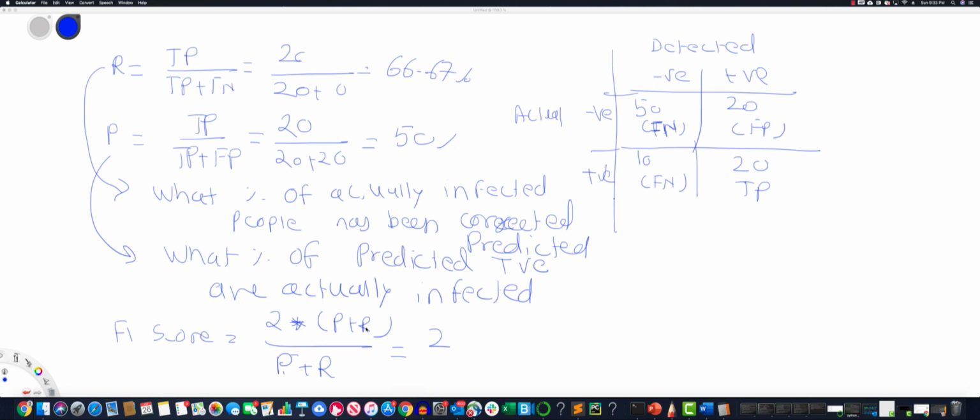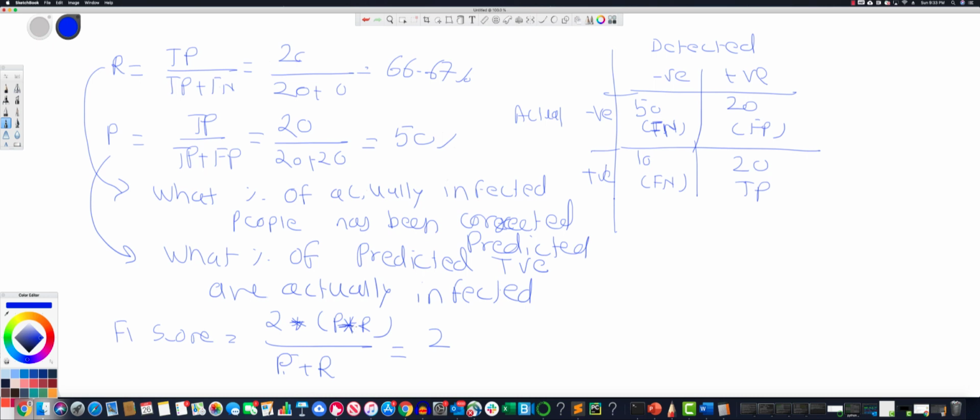So the F1 score is 2 into precision into recall divided by precision plus recall. So if you substitute the values, it comes out to be 0.4. Okay, so this is the F1 score.